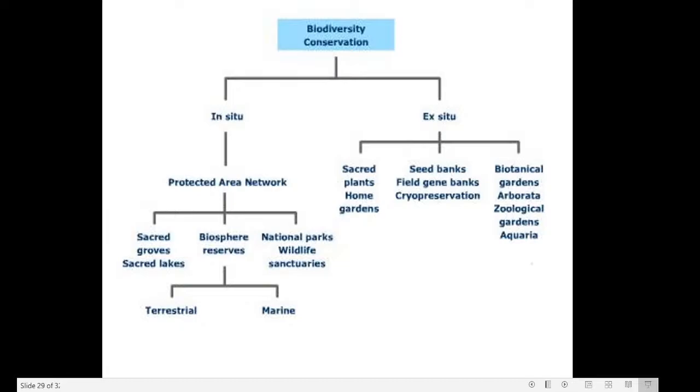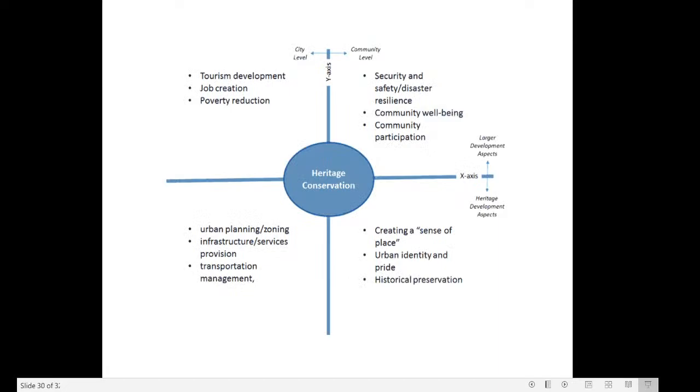The reserve area has two types, terrestrial area and marine reserve area. So by developing the reserve area, we can preserve our animals. And there are some other techniques. At the city level, there is tourism development, job creation, forest officers, and poverty reduction. These are only some human based ones.